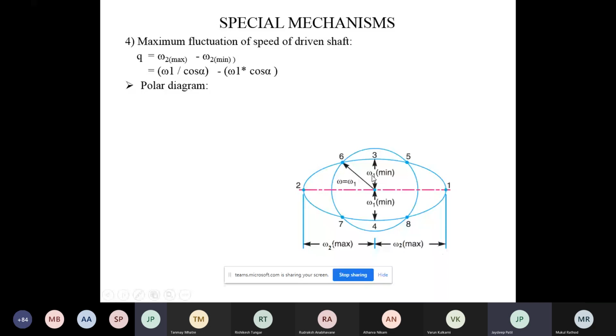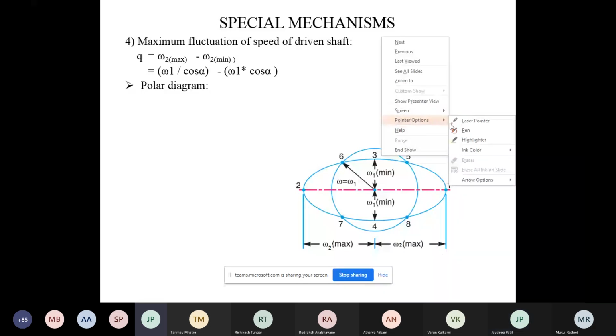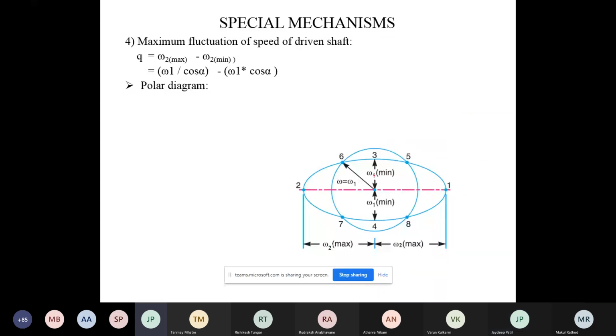Okay, now here is the omega 2. This is the omega 2. Okay, you will get the minimum speed of the driven shaft here. Got it?